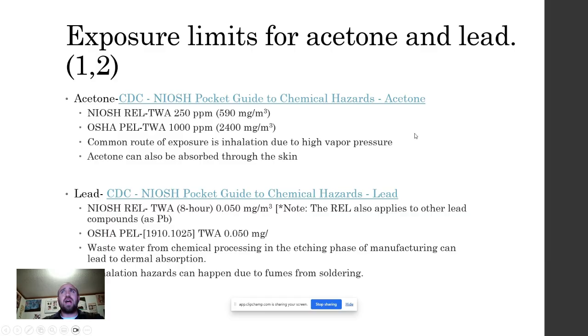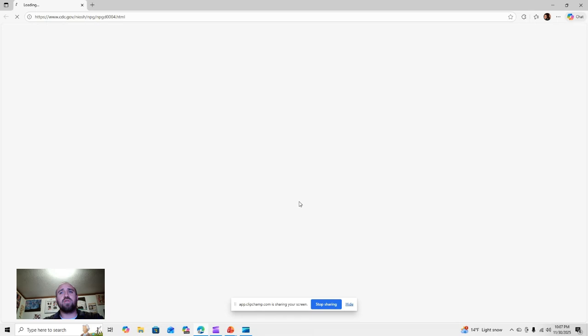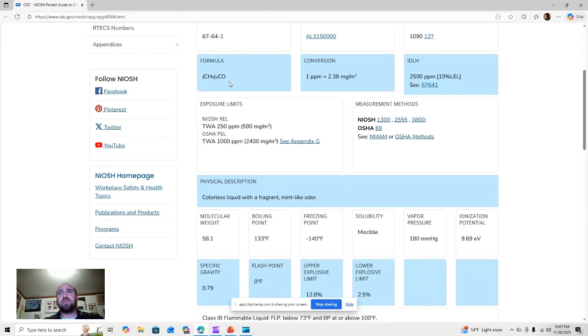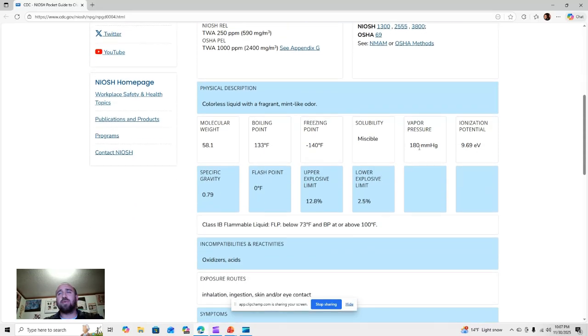So, exposure limits for acetone and lead. In here I put the CDC NIOSH pocket guide, and we'll go ahead and follow those links. But I wanted to really touch base here on the REL being 250 parts per million. The PEL for acetone is 1,000 parts per million. Common route of exposure is inhalation due to high vapor pressure, and acetone can be absorbed through the skin as well. So if we click and follow this link here, you can see everything that I was talking about: our exposure limits, chemical formula, and then there's that high vapor pressure, 180 millimeters of mercury.